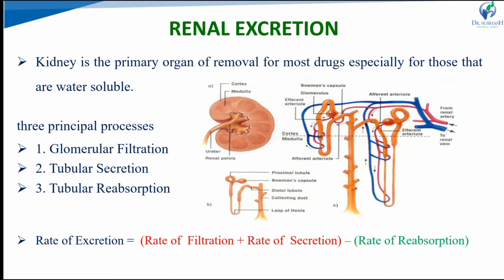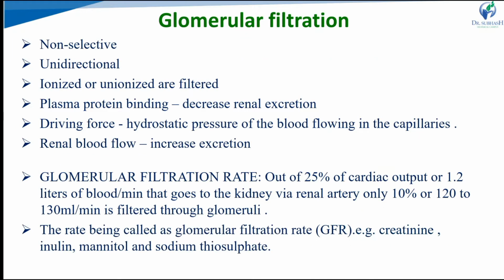For the excretion process, three principal processes are there: glomerular filtration, active tubular secretion, and active tubular reabsorption. The net effect on the rate of excretion depends on the rate of filtration plus the rate of secretion minus the rate of reabsorption. So we can get the excretion rate.